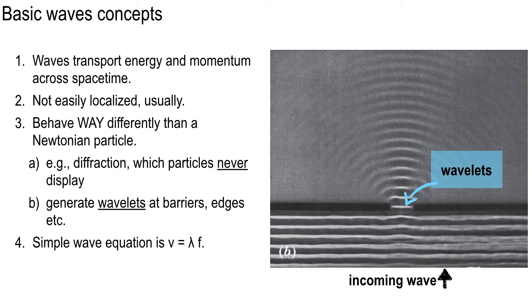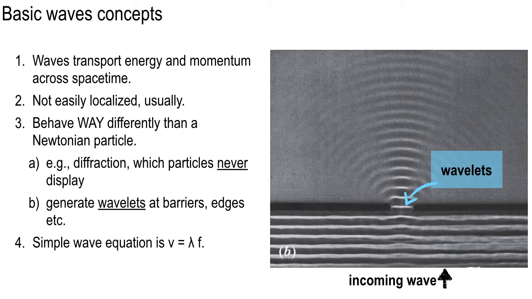But we have ways of doing it. So they behave way different than a Newtonian particle. And it's as if there's somebody dropping pebbles in right at the gap in the boundary. You get wavelets generated. And one of the things about the propagation of a wave is it usually has a very simple form.